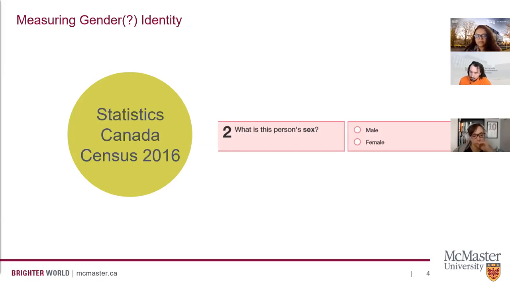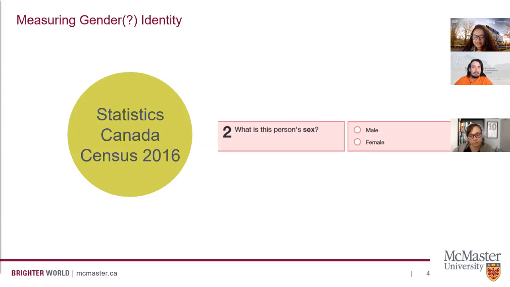So up until the most recent census, Statistics Canada measured sex instead of gender. And it was asked by asking respondents, what is this person's sex? Is it male? Is it female? Can anyone tell me what the issues are of measuring gender, or in this case, sex this way? It doesn't apply to a lot of folks. There's more identities than just those two. Yeah, thank you, Jeff. Exactly.